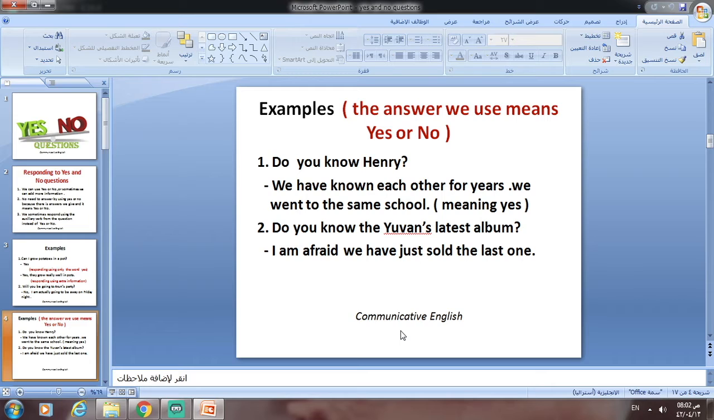Do you know Evans' latest album? I'm afraid we have just sold the last one. So here it means no.